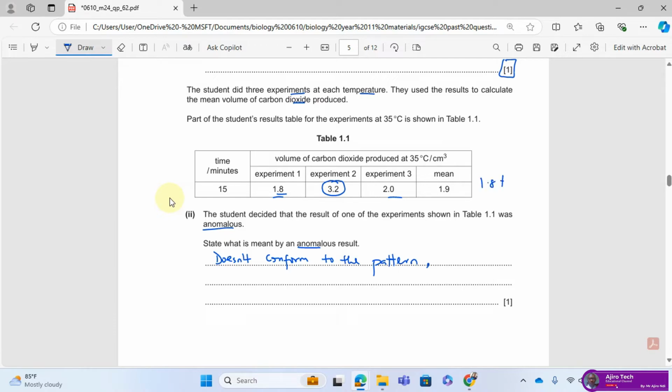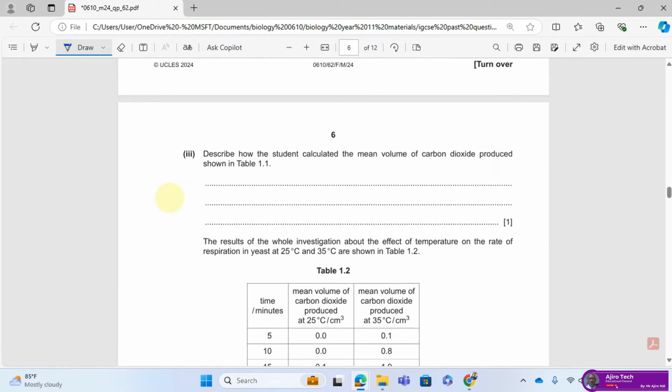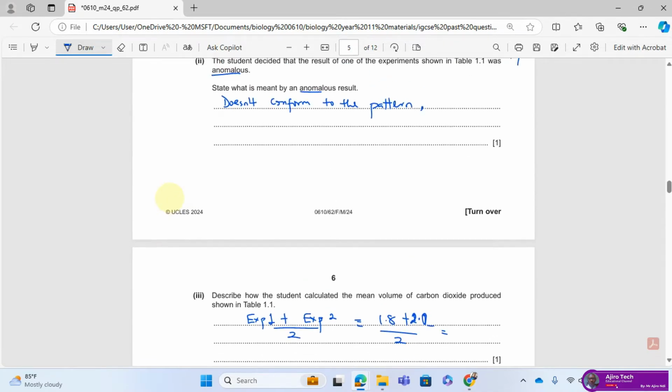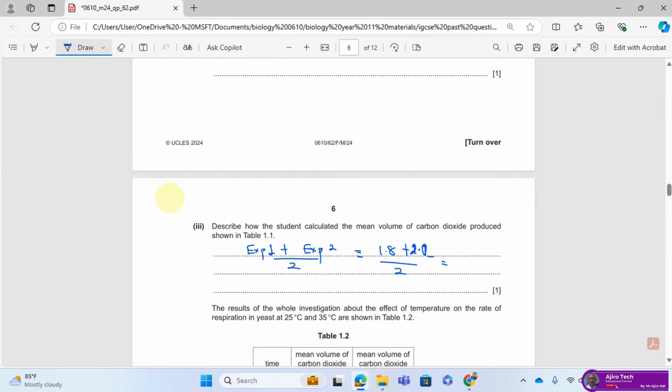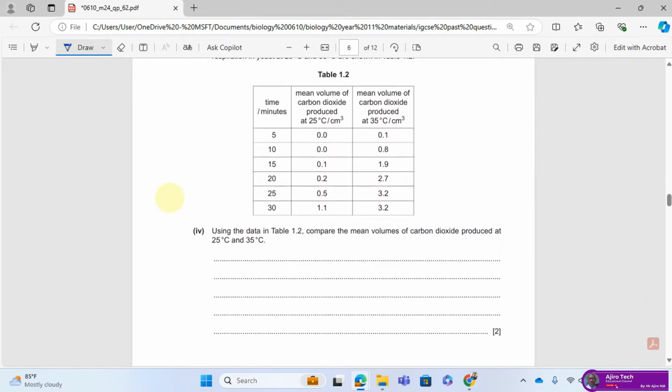So we have 1.8 plus 2.0 divided by 2, and of course that's how the student calculated the mean. So we say we use experiment 1 plus experiment 3 all over 2. That is, we have 1.8 plus 2.0 all over 2 to give you the answer, which is 1.9. So you can put this in words. Since it's 1 mark, you save your time by just illustrating using the calculation.